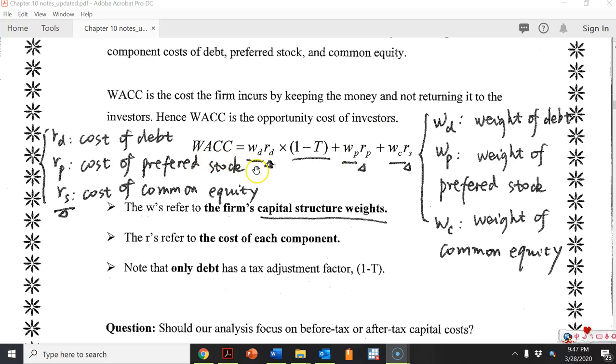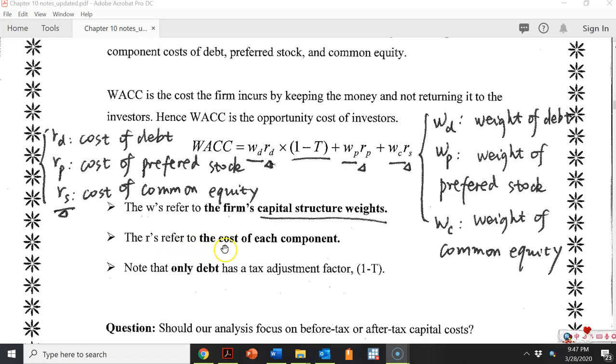WACC equals WD RD multiplied by 1 minus T, the tax rate, plus WP RP plus WC RS. So we have three weights here. The W's refer to the firm's capital structure weights. WD means weight of debt, WP means weight of preferred stock, and WC means weight of common equity. Three weights.